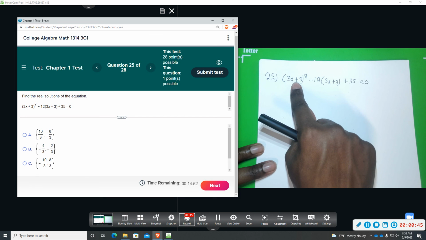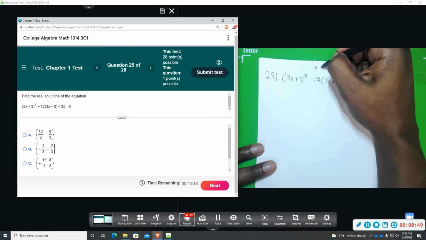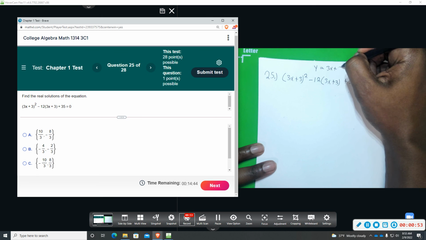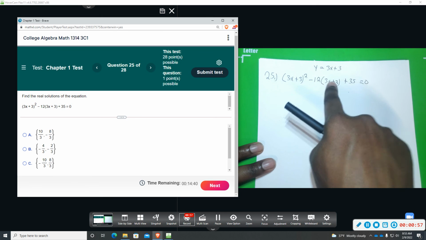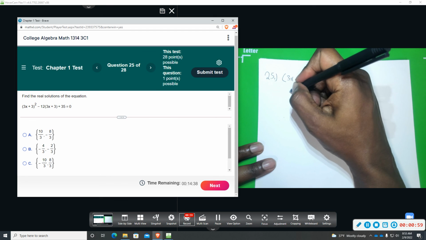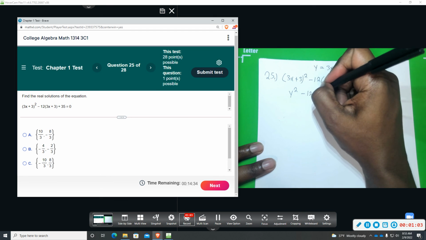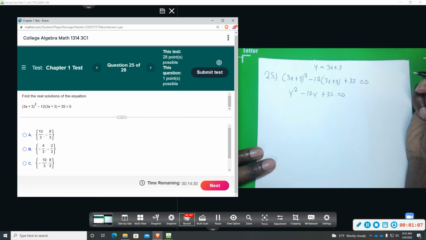So what we're going to do is substitution. I'm going to replace all of this. I'm going to say that y, use a different variable, equals 3x + 3. You can use any variable. So I'm going to replace this with y in both cases, and when I do that, I have y squared minus 12y plus 35 equals 0.